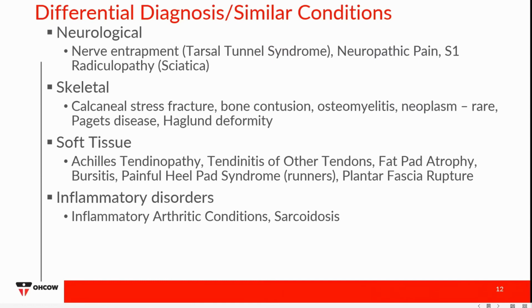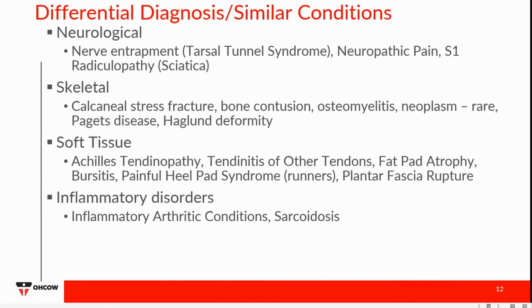You can get bursitis around the multiple tendons. Common bursitis is around the Achilles tendon. You can have a painful heel pad syndrome, usually common in runners. You can have rupture of the plantar fascia, with total rupture usually being quite traumatic. And not commonly, I should say, other systemic issues are your inflammatory disorders, rheumatoid arthritis, other autoimmune conditions, sarcoidosis.